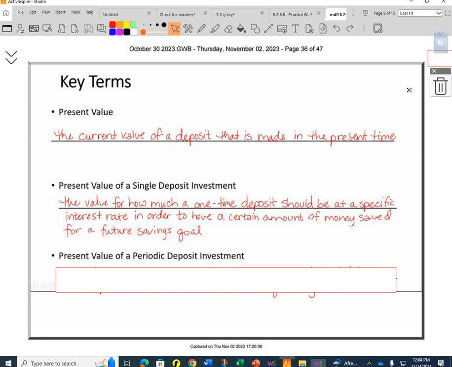Sounds confusing. Really what we're saying is there's a formula that will allow us to compute what we need to deposit today if we have a designated amount of money that we feel like we need to have in the future.